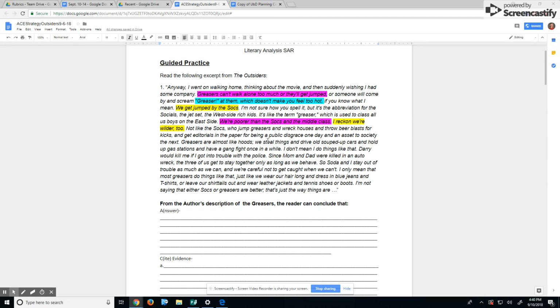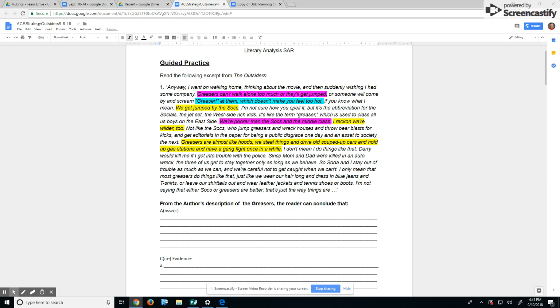"Not like the socials who jump greasers and wreck houses and throw beer blasts for kicks and get editorials in the paper for being a public disgrace one day and an asset to society the next. Greasers are almost like hoods. We steal things and drive old souped-up cars and hold up gas stations and have a gang fight once in a while." Ooh, okay, that tells me a few things too. The greasers are almost like hoods, semicolon, so that tells me these two thoughts are related, because they steal things, drive old souped-up cars, hold up gas stations, and have gang fights once in a while. So we're going to highlight that, because that's some important information.